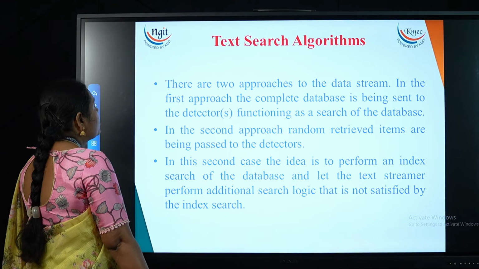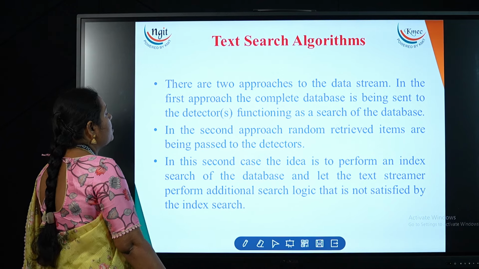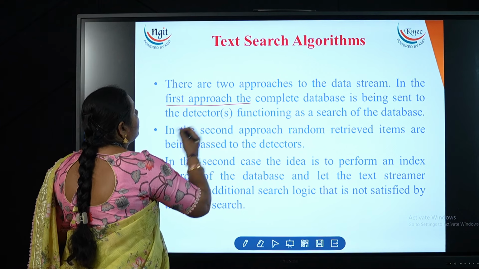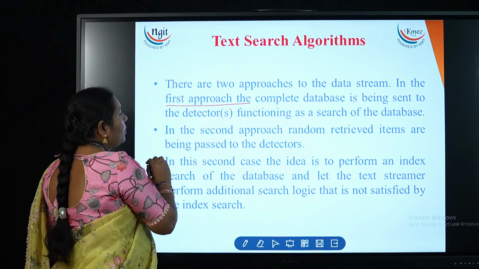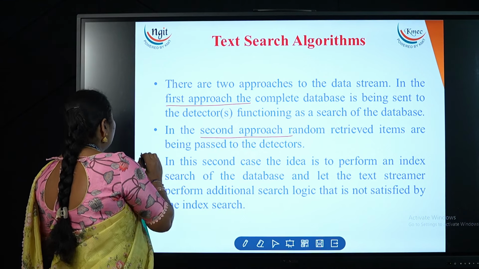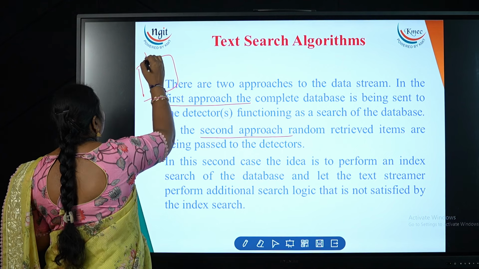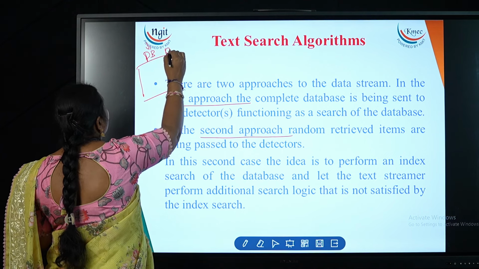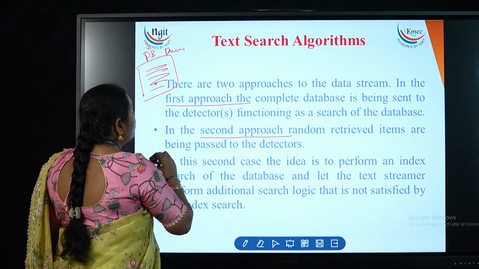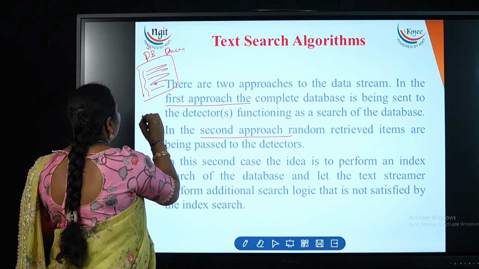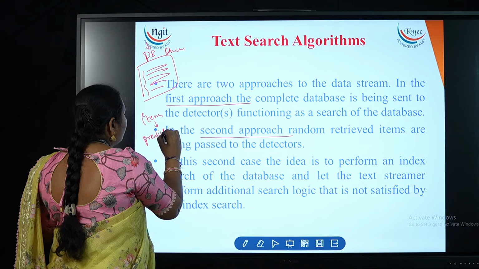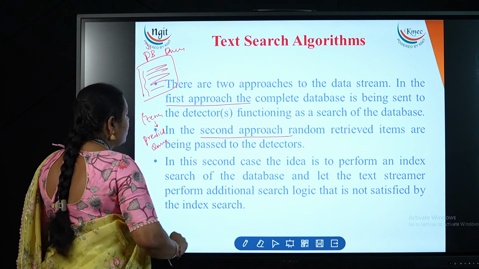There are two types of data stream approaches to be considered. In the first approach, you are checking the complete database. In the second approach, you are going for randomly retrieved items. Suppose you have the complete database here and I get a query word. I'll search the complete database. But in the second approach, I'll pick random database items where I predict that my query is available.